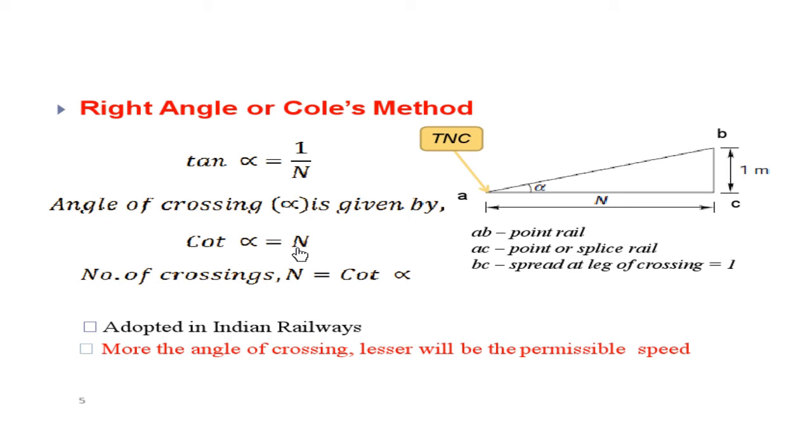This is adopted in Indian Railways, and what we can say is if the angle of crossing alpha is getting more and more, then the permissible speed becomes lesser and lesser. That is, the speed which is being limited in case of crossing gets reduced.